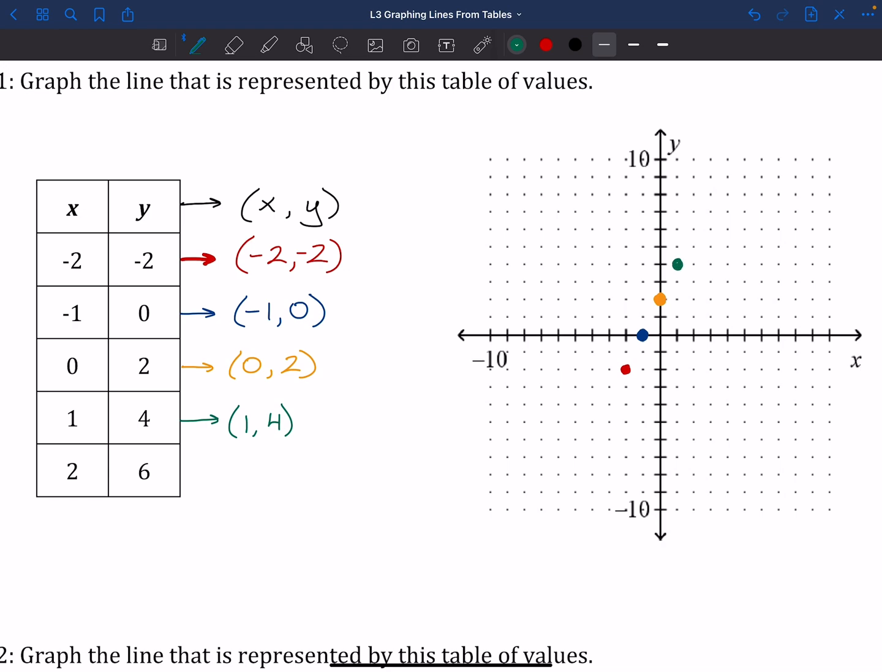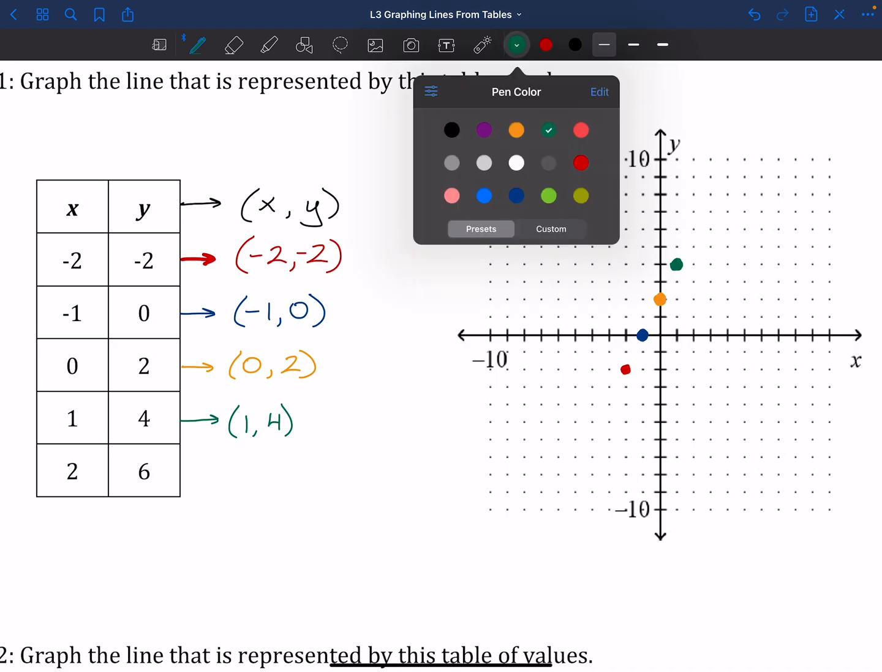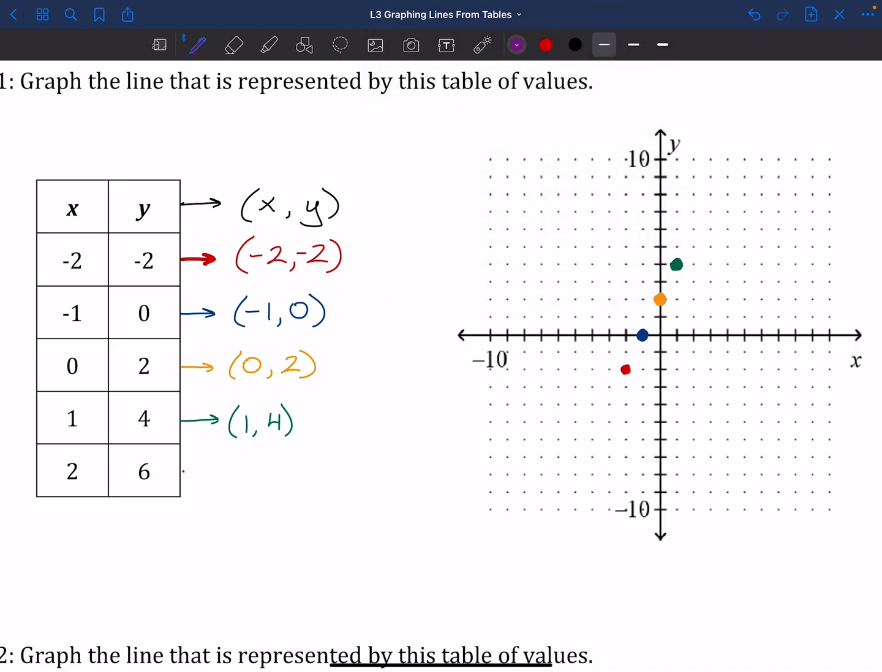The X was 1, so we went to the right. The Y was 4, so then we went up 4 afterwards. Okay, and last but not least, we've got 2, 6. Again, put it into a point if it makes it a little bit easier. I'm going to go over to 2 on the X and go up 6 on the Y. That's going to give us that purple dot there.